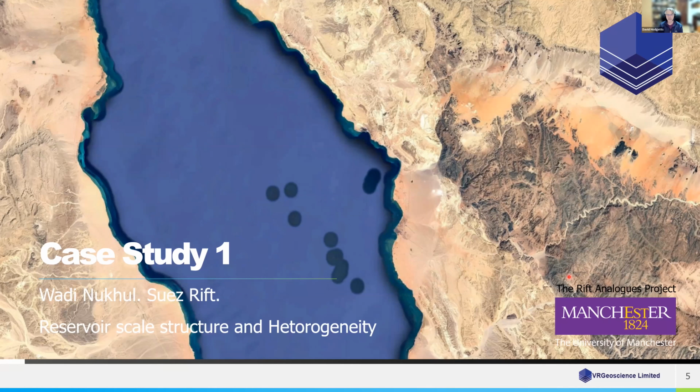And this is Wadi Knuckle, out in the Gulf of Suez, the Suez Rift. And this project was looking at reservoir scale heterogeneity, so understanding how fluids would flow through these kinds of rocks.